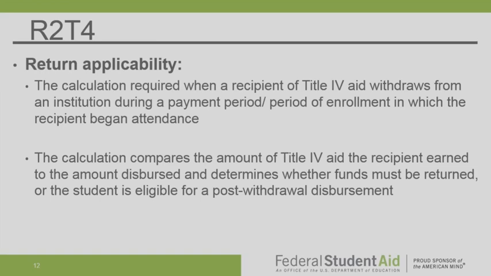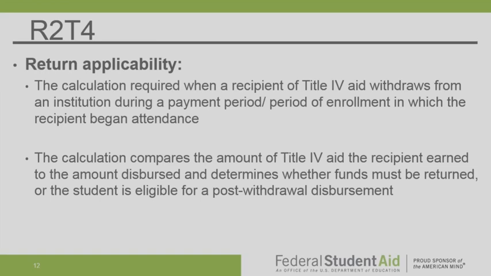Ineligible courses could be a course that he is auditing, or a course that he's trying to complete because he previously received an incomplete grade, or a course that he's repeating right now for the second or third time. The purpose of the calculation is for you to identify what is earned, what is unearned, or if you have to offer post-withdrawal disbursement for your withdrawn student.